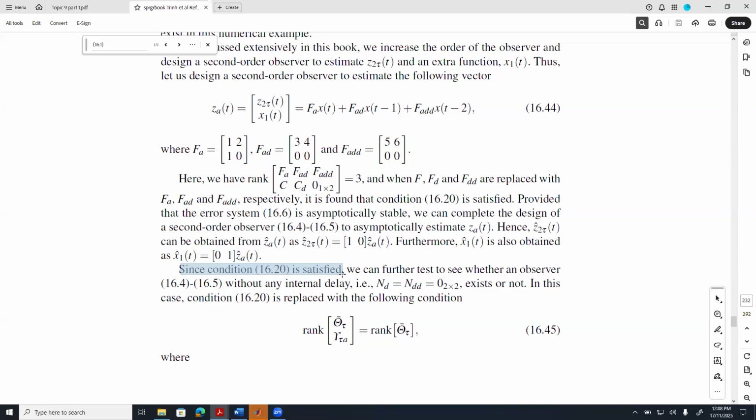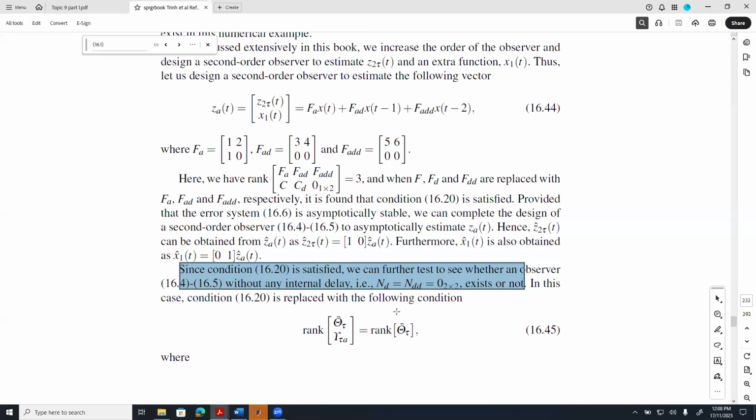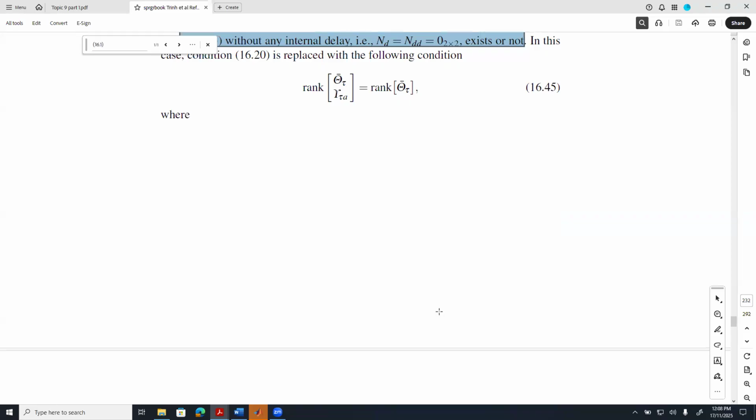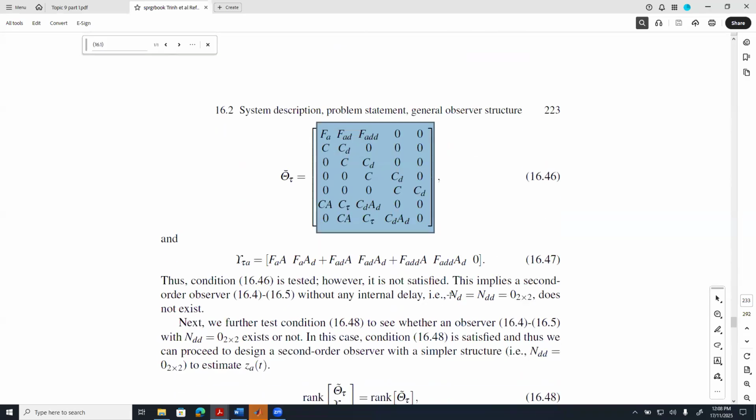And then we are a bit greedy here. We say, look, why don't we test whether it exists without internal delays. And that's where we make all the block rows associated with ND and NDD all zero. We see this modified matrix in here. And so in the situation where we want to make it entirely without internal delays, we found that the condition does not exist.